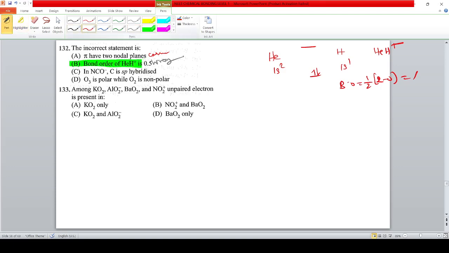You go for other statements. Next, KO2 means O2 minus. AlO2 minus, that means aluminum is having 3 positive charges in total.